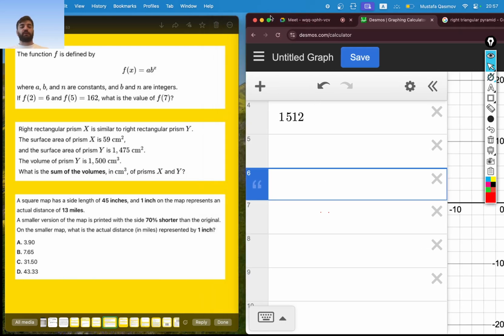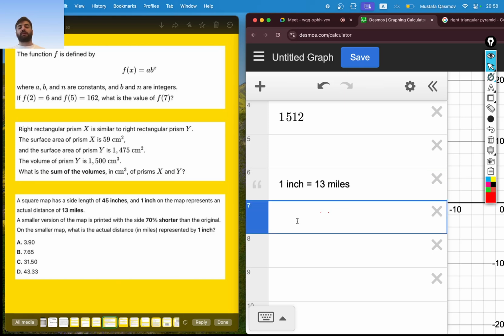Okay. A square map has a side of 45 inches and 1 inch represents a certain number of miles in real life. Then it says that we have a smaller version which is 70% shorter than the original one. And on the smaller map, what is the scale? You have to think like this. When you make it 70% shorter, this 1 inch will become 0.3 inch, right? But this certain number of miles will be the same because it is in real life and you cannot change that.